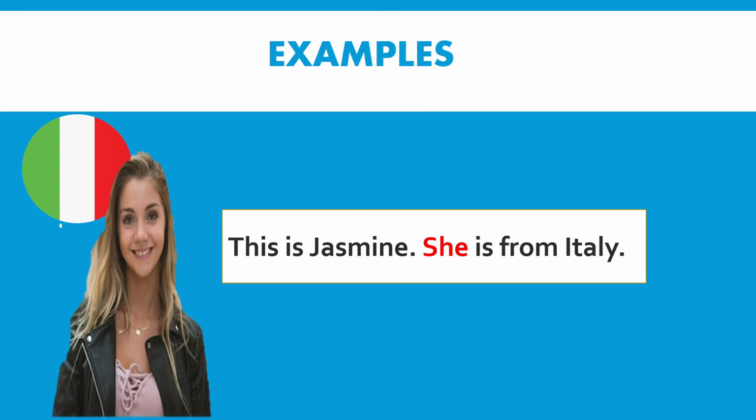We try to go for some examples so that you will understand the use of the subject pronoun. If you look here, there's a pretty girl with an Italian flag right behind her. So obviously, I'm going to introduce to you about this young lady. Let's read the statement together. This is Jasmine. She is from Italy. I bet you have already seen where subject pronoun is. It is the word in red color. Now, how can I be so sure that it is a subject pronoun? Because there is a verb be.